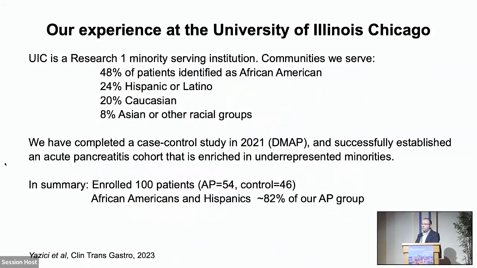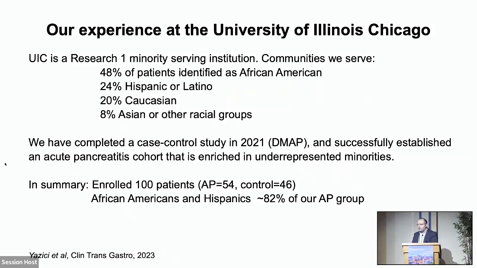So how are we doing in regards to that in our institution? UIC is a research one minority serving institution, and we serve a very diverse community. Close to 50% of our patients are African Americans. Hispanics make approximately 24%, Caucasian 20%, Asian or other racial groups make approximately 8% of our study population.